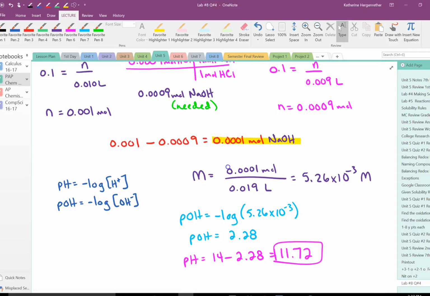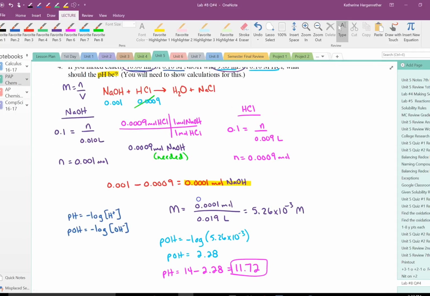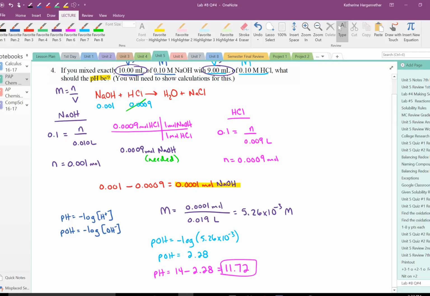So I'm not going to ask you for detailed calculations like this on your post-lab quiz, but I will ask you to predict what the pH should have been if I give you amounts of acid and base. And so you need to understand that whichever one we have more of is going to be the excess reactant, and that's going to control the pH. So if we have more base, we're going to have a basic pH. If we have more acid, we're going to have an acidic pH. If we have equivalent amounts of both of them, we're going to have a neutral pH.